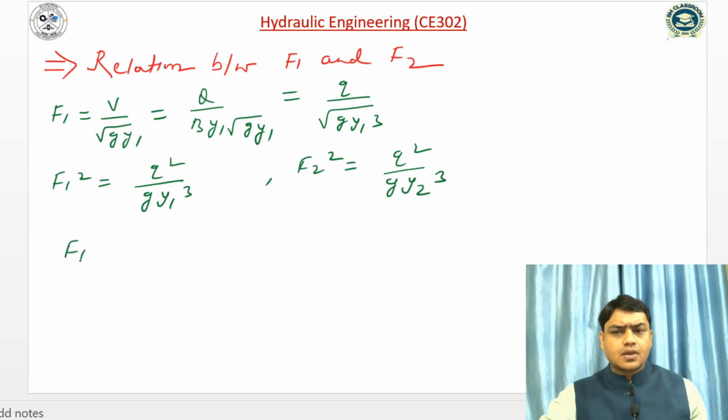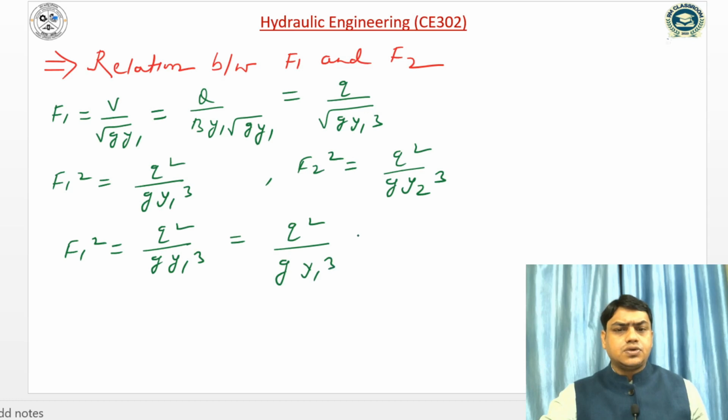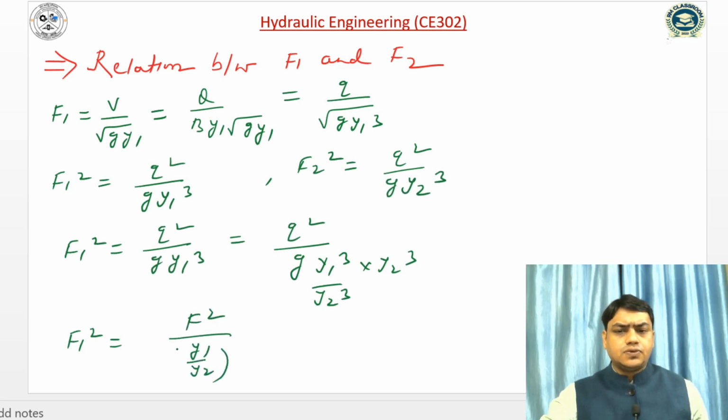So if I write F1 square is equal to Q square by g y1 cube, multiplied by y2 cube divided by y2 cube, here we can write Q square by g y2 cube as F2 square. So we can write F1 square is equal to F2 square divided by (y1 by y2) whole cube.